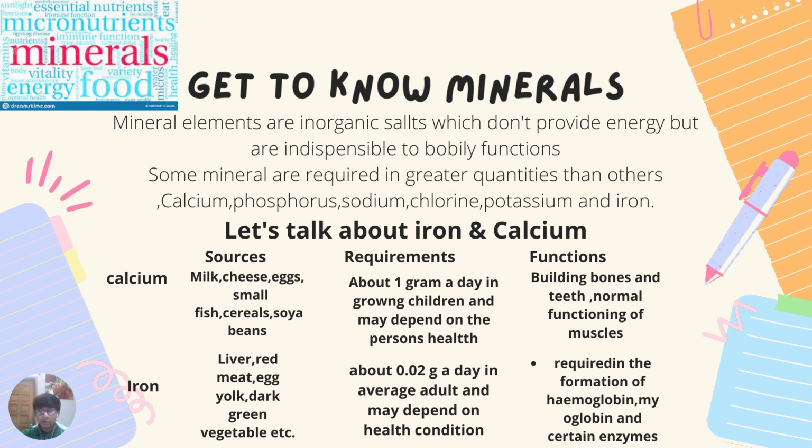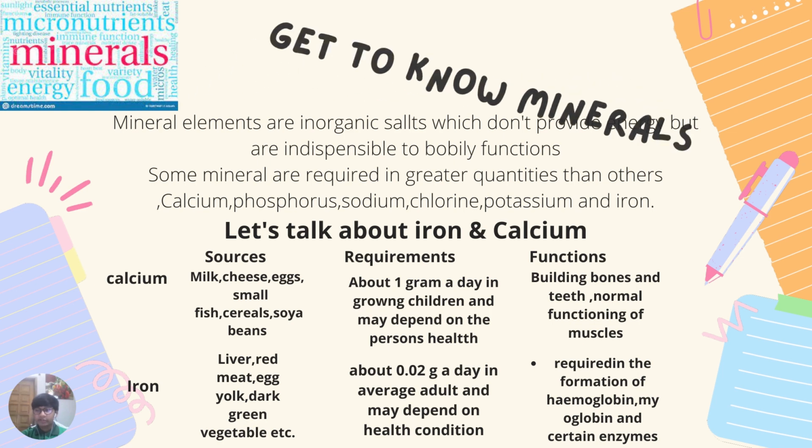And iron, talking about iron, liver, red meat, egg yolk, and dark green vegetables may lead us to gaining iron, and about 0.02 gram a day in an average adult is required and may depend on the health condition. For example, sick people or pregnant women may require more. Iron is required for the formation of hemoglobin, myoglobin, and certain enzymes as well.